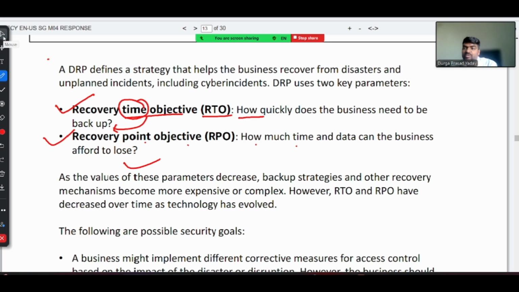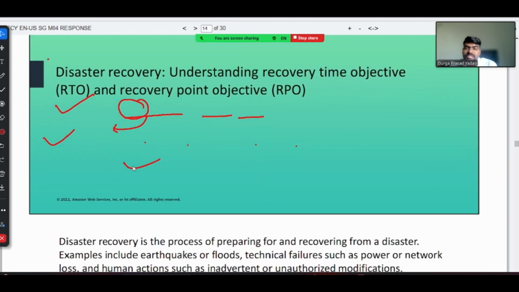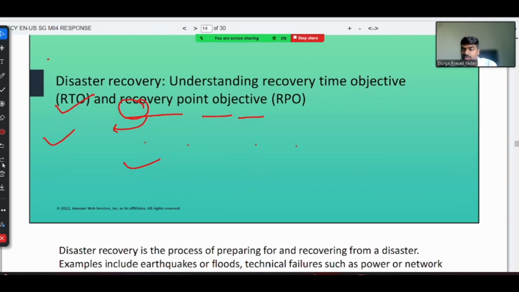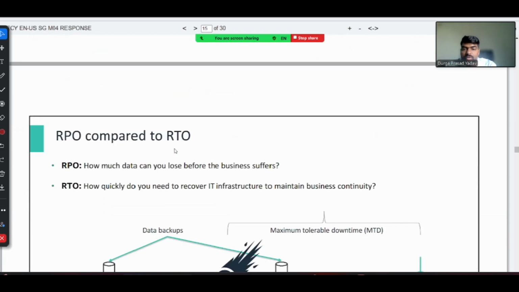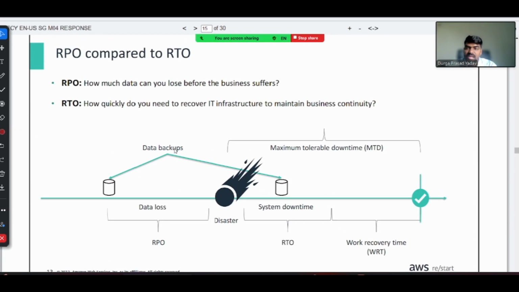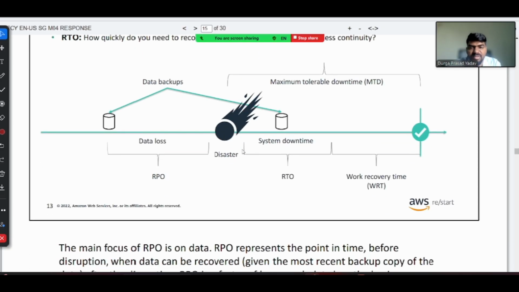So these are the 2 points, and here you can also see in detail about these two topics, RTO and RPO, with this picture. RPO means how much data you can lose before the business suffers. And RTO is how quickly you recover. So let's say this is a picture. Try to understand with respect to this picture so that you will have clarity.